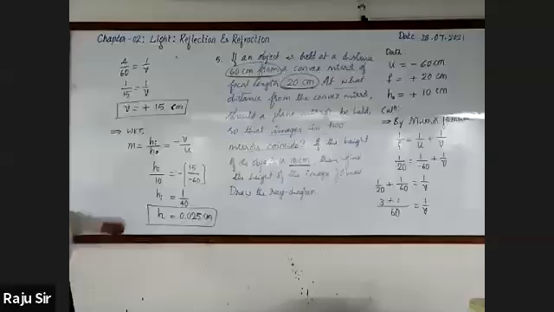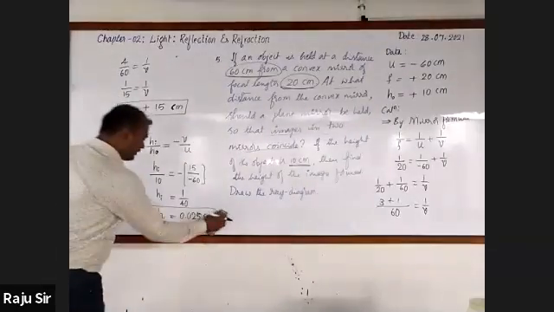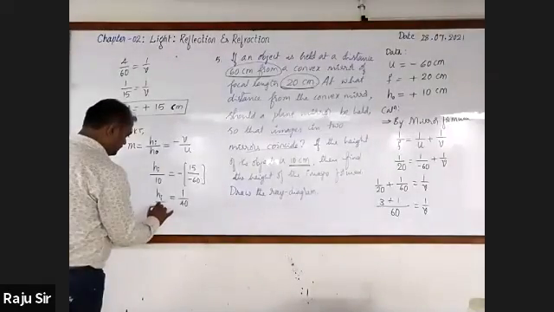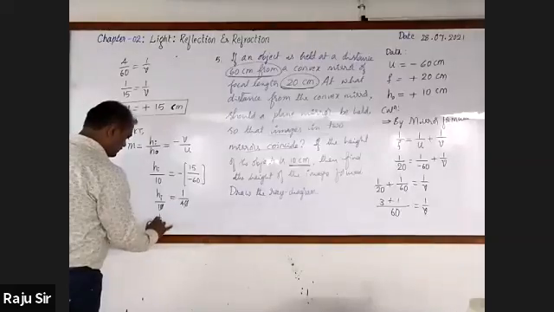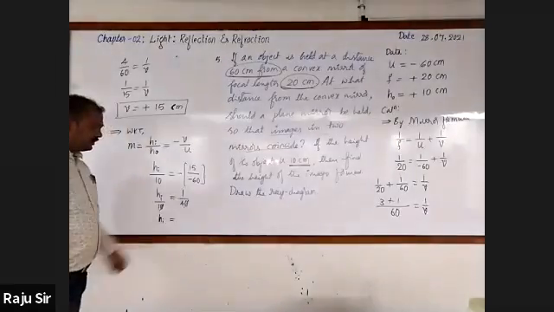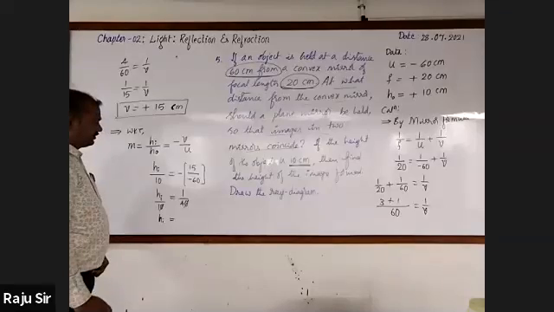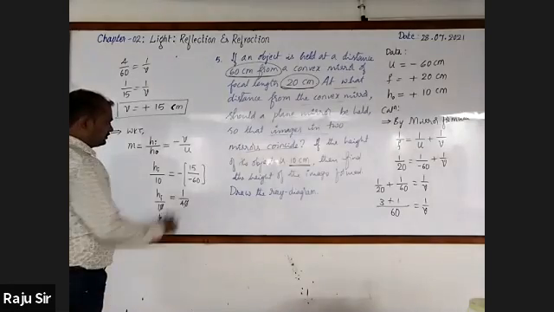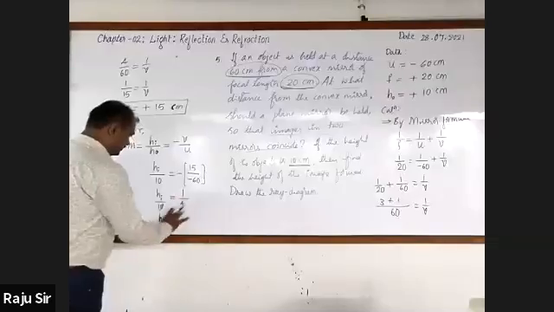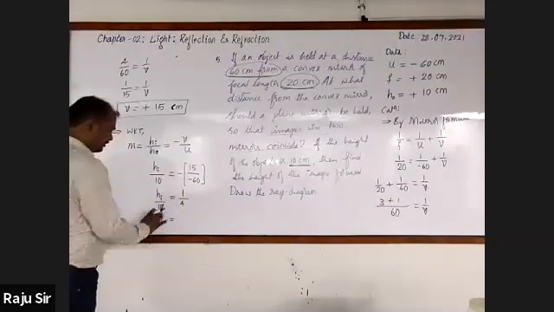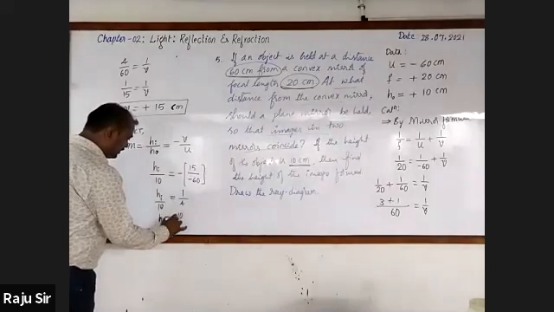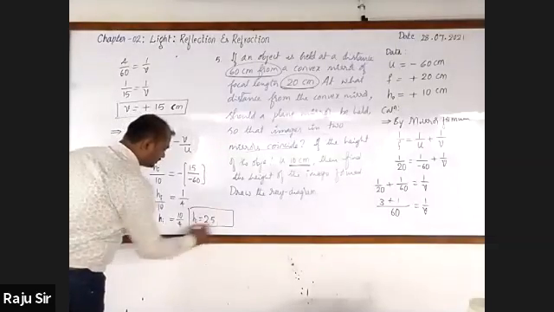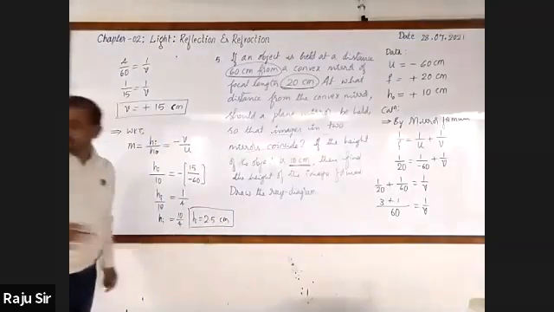Sir, multiply 10 to the numerator. Sir, 15 by 60 is 1 by 4. Yes, sir. 2.5 will come, sir. It is 10 by 4, 2.5. Sorry, it is correct. 2.5, yes.